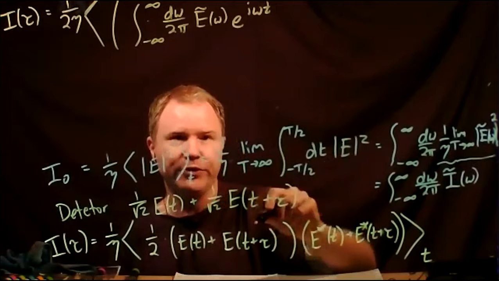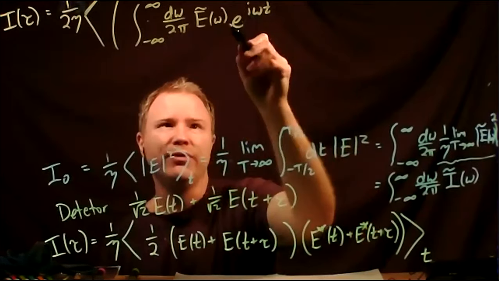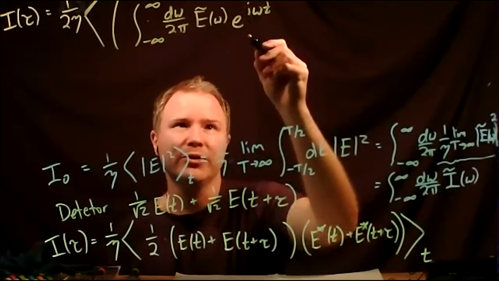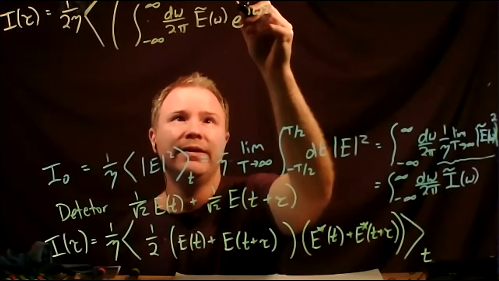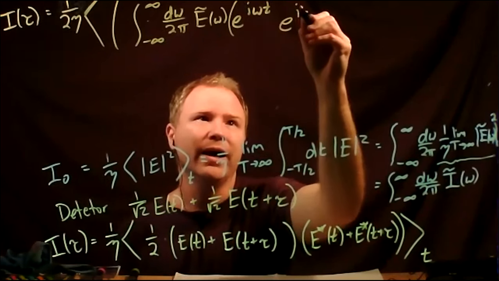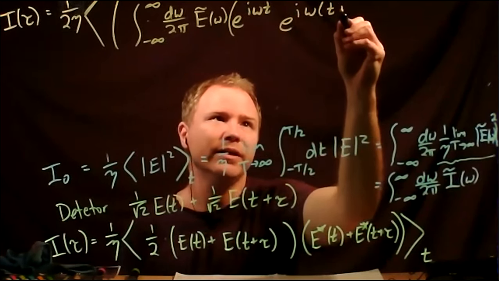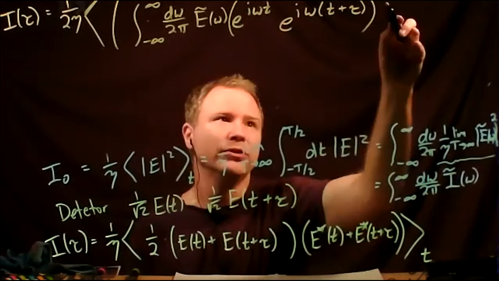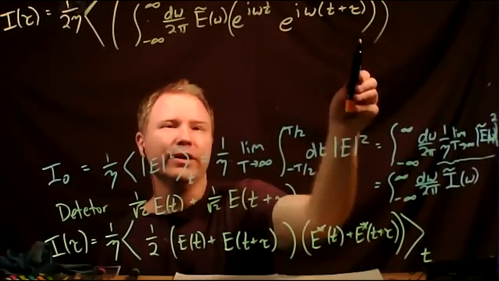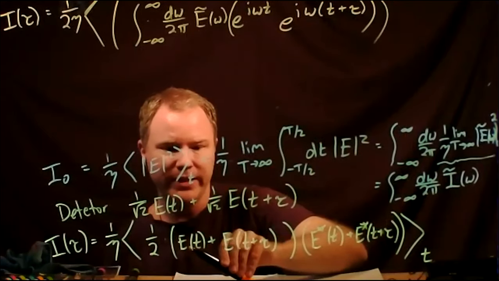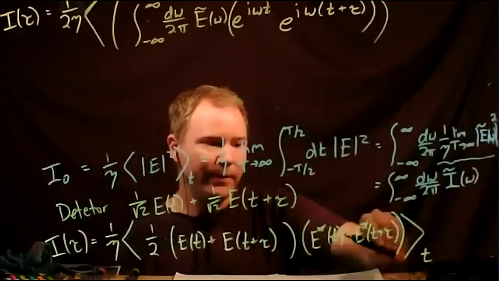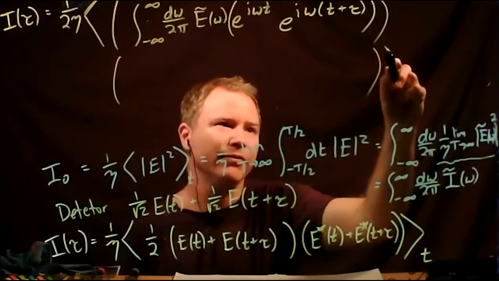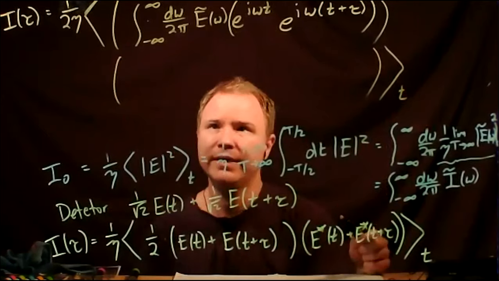And this other term is very similar. It's going to be all the same things, but instead of a t, it's going to be a t plus tau. So I could even just write this as e to the i omega times t plus tau. Okay, so that's my first set of terms, E of t and E of t plus tau. And now for the second thing in parentheses, I need to take the complex conjugate of everything and then finally end it with an average over time.